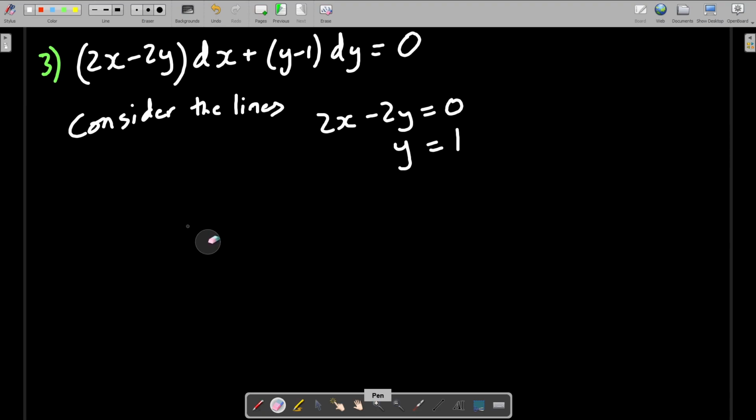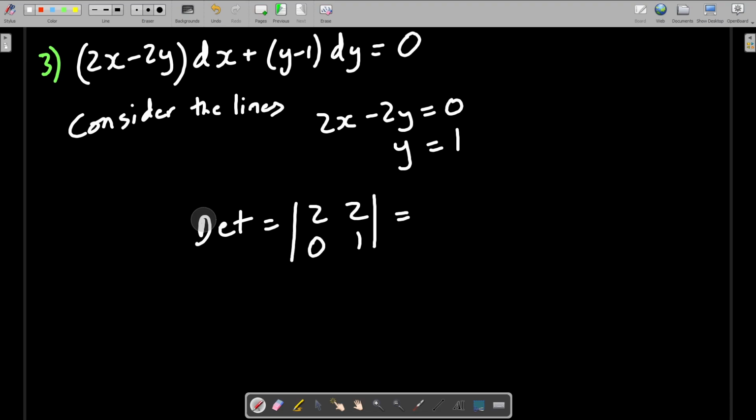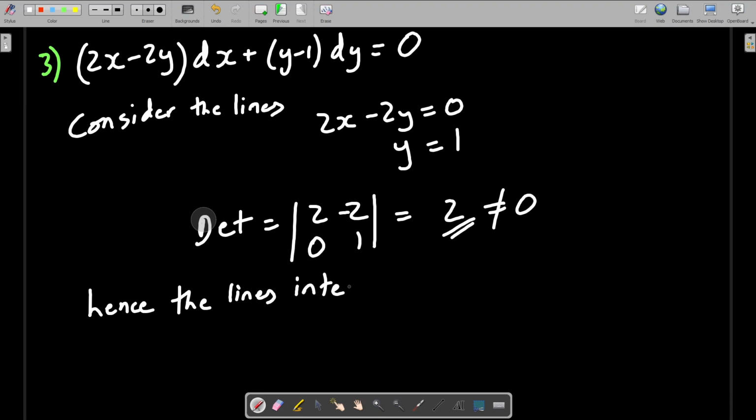So what will the determinant be here? The coefficients are 2, minus 2 in the first row and 0, 1 in the second. So 2 times 1 minus 0 times minus 2, the final answer comes as 2, which is not equal to 0. Hence the lines intersect.